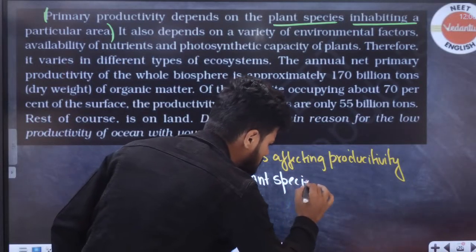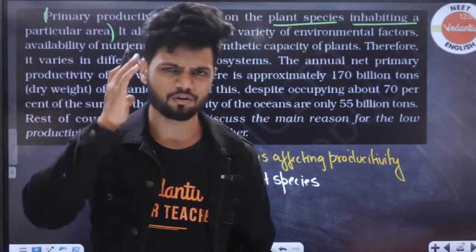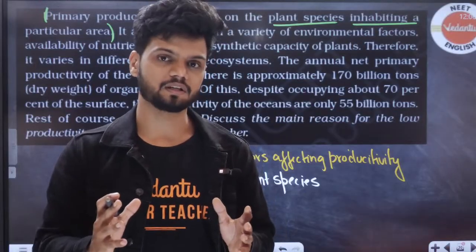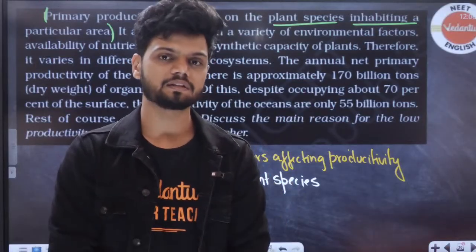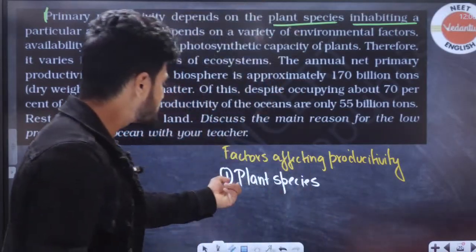Obviously, plant species plays a main role. Certain plant species are very large. You tell me, all of you think logically. A banyan tree will give me more primary productivity, or a small grass will give me productivity. Tell me, banyan tree or grass? Banyan tree. So plant species makes sense.